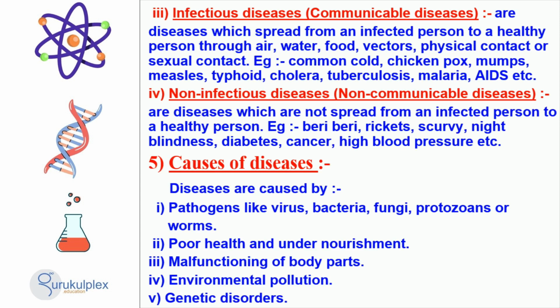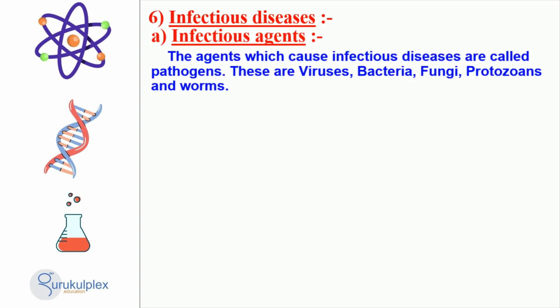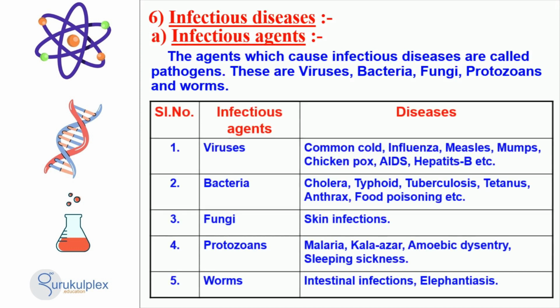Malnutrition. Malfunctioning organs or body parts. Pollution. And genetic issues. Pathogens are responsible for many types of infectious diseases, including viruses, bacteria, fungi, protozoans, and worms.